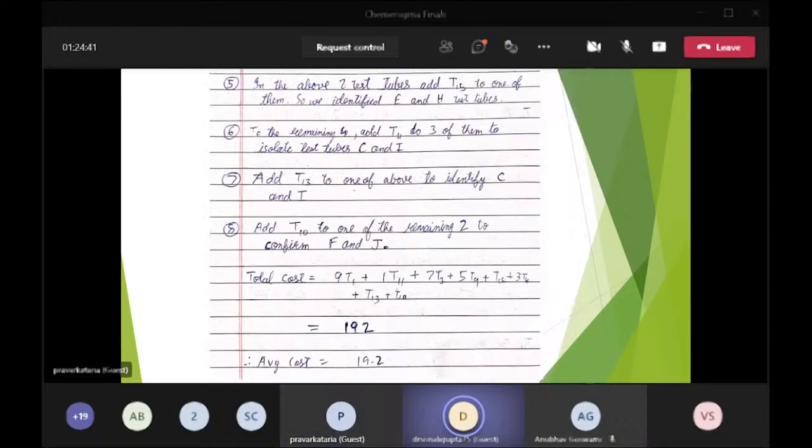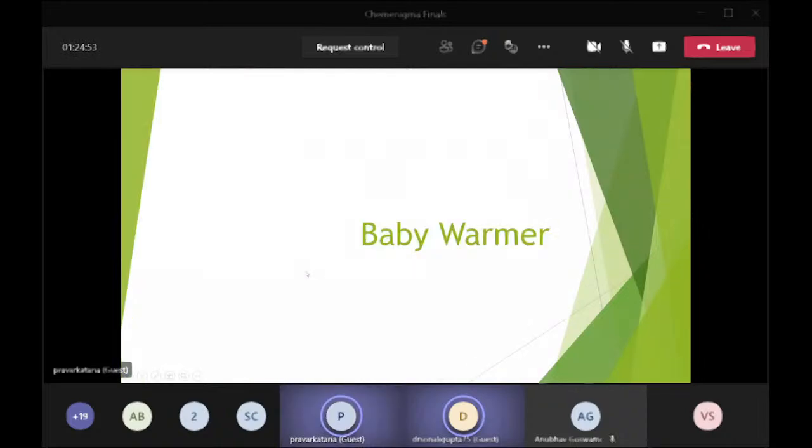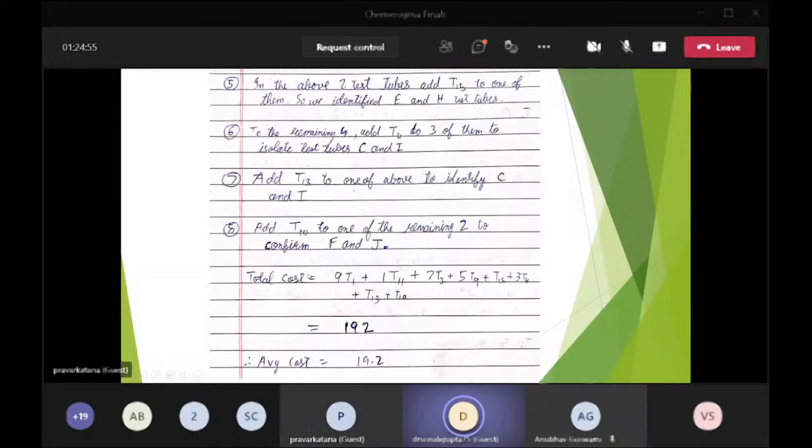In the remaining 6, we add T9 to 5 of them. Then we isolate E and H. Then we identify E and H, then isolate C and I. In the last step, only 2 test tubes are remaining. So we added T10, which will give positive for F and negative for J. That's it.